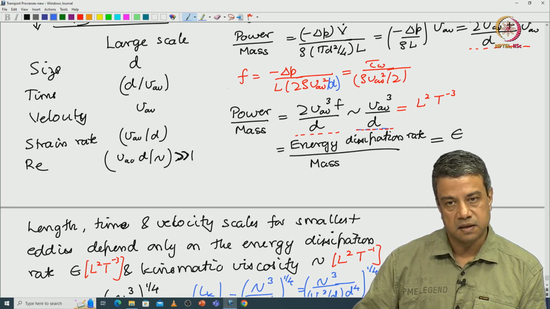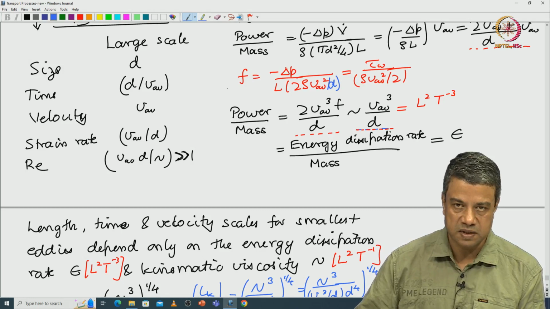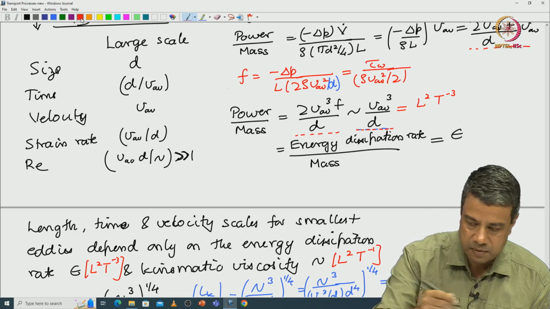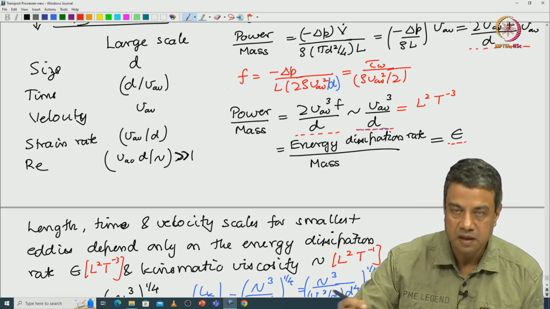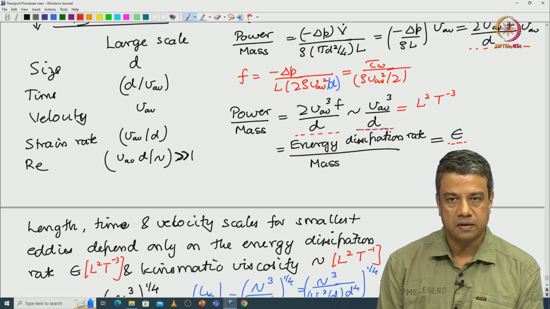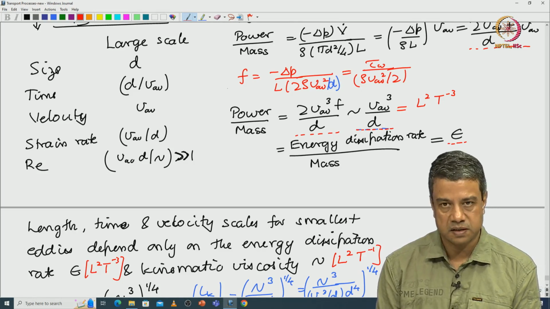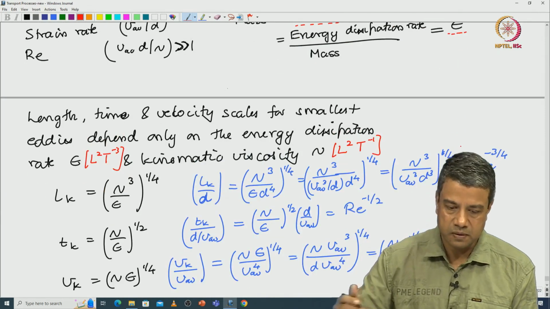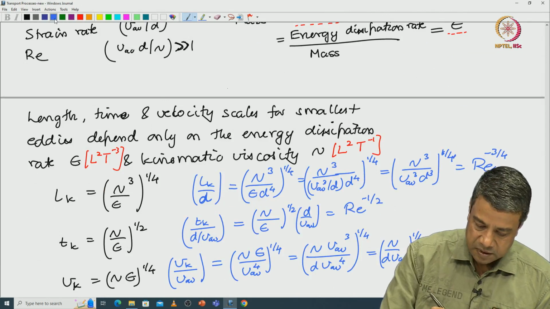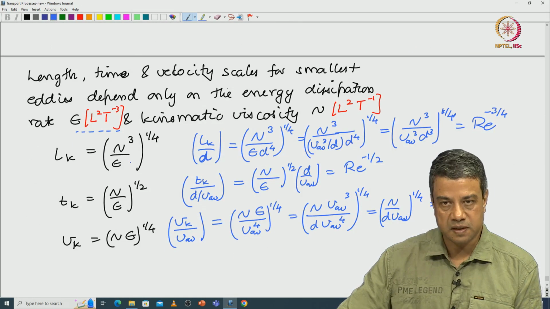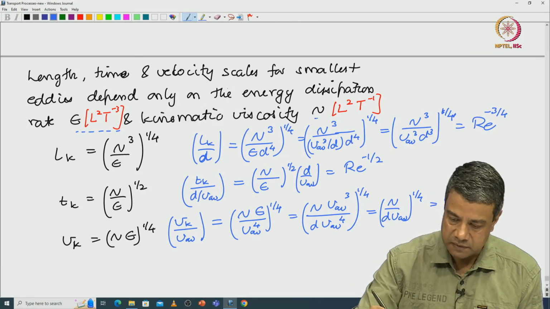The size, the time scale and the velocity scale of the smallest eddies will depend only upon this energy dissipation rate per unit mass that I have called epsilon, as well as the mechanism of dissipation, that is the viscosity, or alternatively the momentum diffusivity. This is what will dissipate energy at the small scales. Therefore, the length, velocity and time scales of the smallest scale eddies depend only upon the energy input per unit mass or the energy dissipation rate per unit mass and the kinematic viscosity.